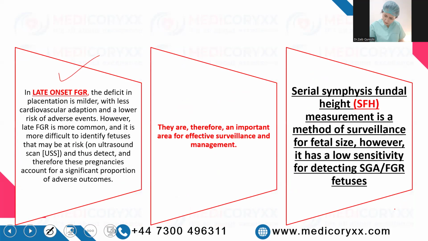However, late onset FGR, because the baby has already been formed, what happens is that after 22 weeks, when organogenesis has developed and everything has been formed, then later on by 4 or 5 months, the baby just has to grow in size and weight. That's it. So in late onset FGR, the deficit in placentation is milder with less cardiovascular adaptation and a lower risk of the adverse event.